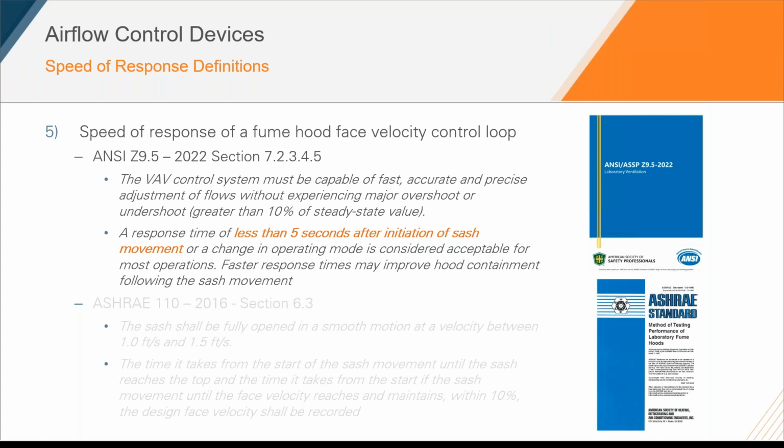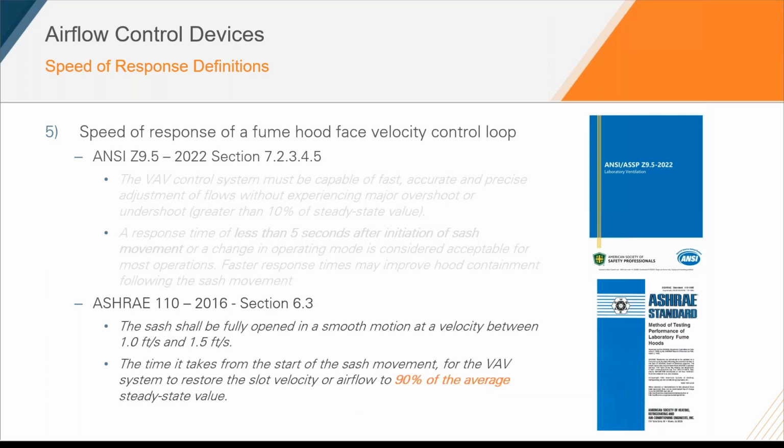ANSI Z9.5 states that the VAV control system must be capable of fast, accurate, and precise adjustment of flows without experiencing any major overshoot or undershoot. In this case, having air valve technology like your higher accuracy terminal unit or your venturi valve gives us much more flexibility in meeting this requirement. Additionally, a response time of under 5 seconds after initiating the sash movement or a change in operating mode is what we're typically considering acceptable in most operations for these fume hoods.